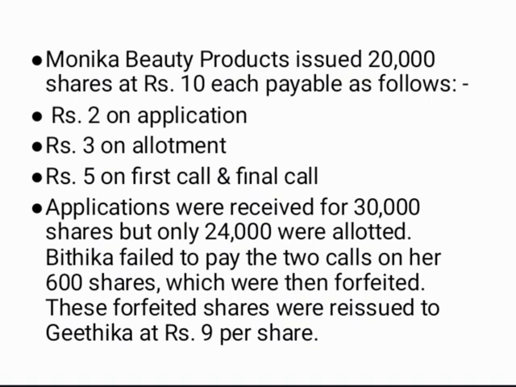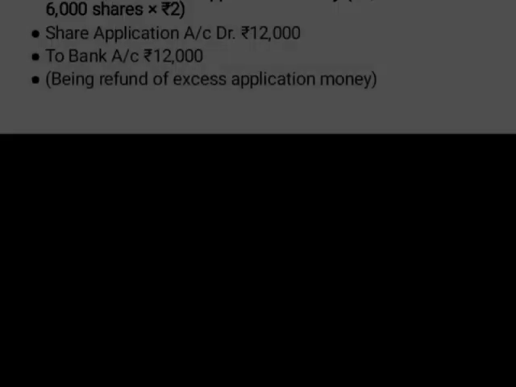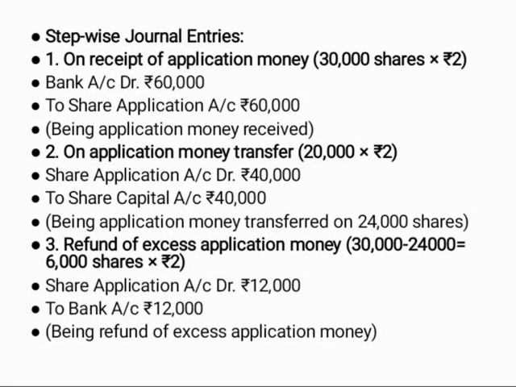Here, applications were received for 30,000 shares, that is oversubscription, because the company is authorized to issue only 20,000 shares, but the company received applications for 30,000 shares. From that, the director has decided 24,000 were allotted. So we assume that the application money for the rest of 6,000 shares has to be returned to the public, that is, the investors.